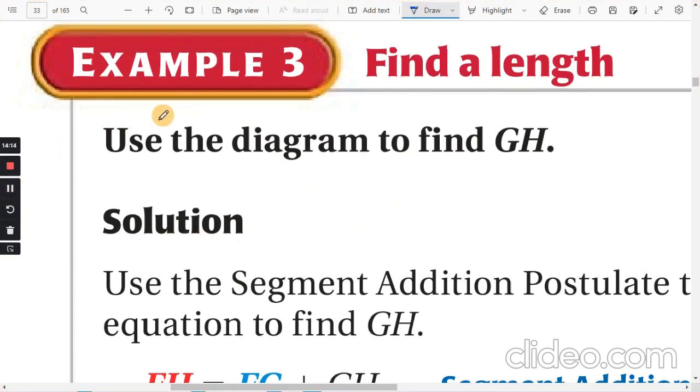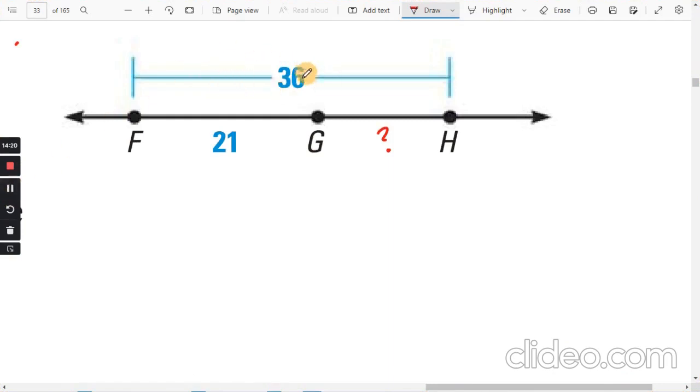All right, example 3, use the diagram to find GH. All right, so here's our diagram. We want to find GH right here. Now, I know some of you can do this without writing a formula, but it's really better to write the formula, and I just want to make sure you know how to do that. So if we add the two smaller pieces, FG plus GH, that should equal the whole thing, which is FH.